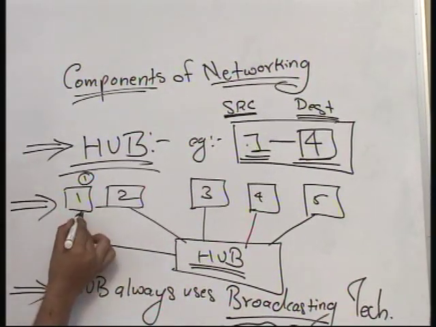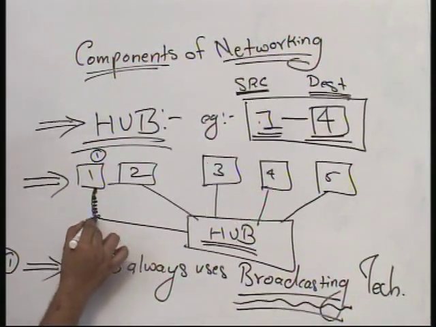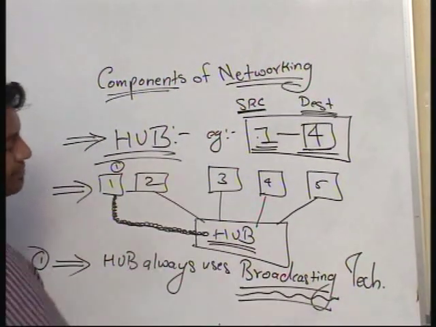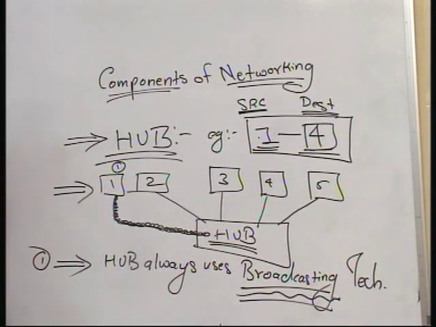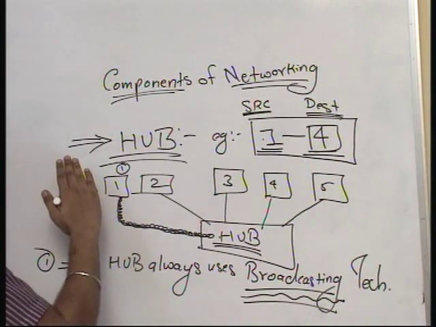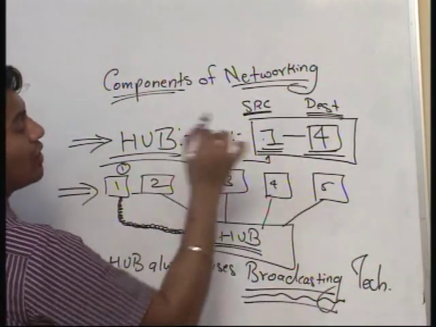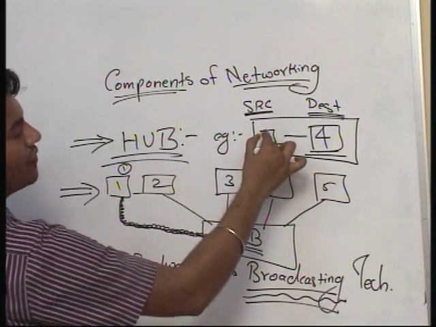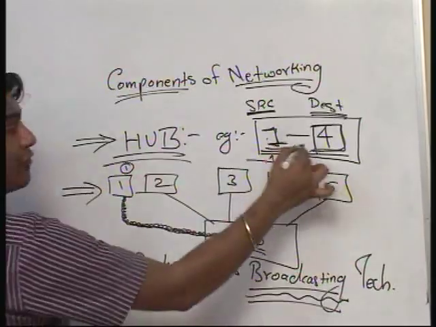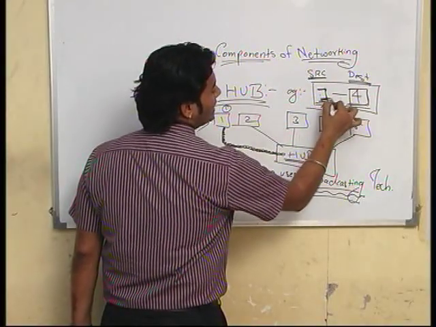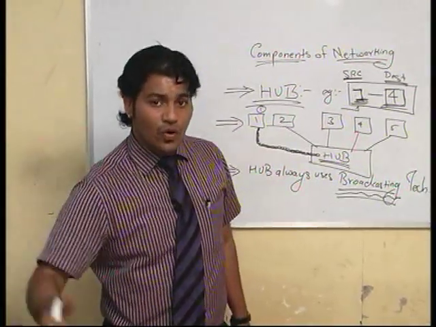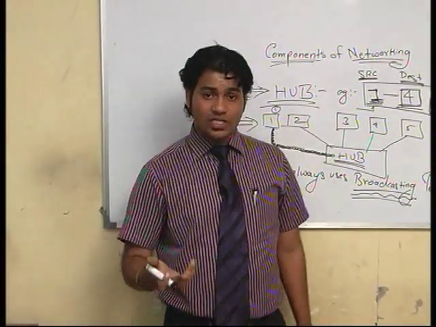Now the data is going to come from PC number 1 to the respective hub. Now what will the hub do? The hub will take that data, open it, and ask one thing: where are you coming from? Okay, from 1 you are coming. Where do you want to go? PC number 4. We know that the data of PC number 1 wants to go to PC number 4, or I can say source is 1, destination is 4.